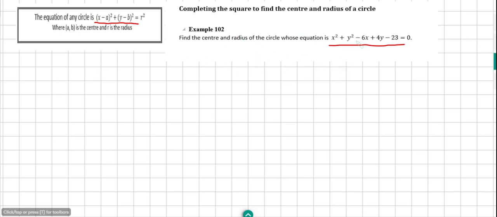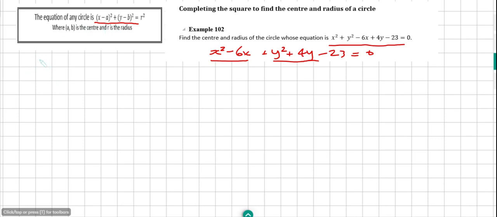The first thing that I'm going to do is collect up the x terms and the y terms. I'm just going to rewrite it in a slightly different order: x² − 6x, and then + y² + 4y − 23 = 0. I'm going to try and complete the square for the x² − 6x and the y² + 4y, and do those separately so that we can get it into this format.